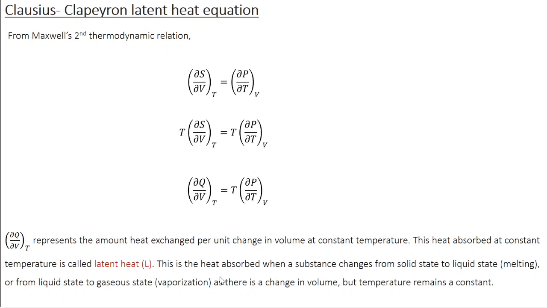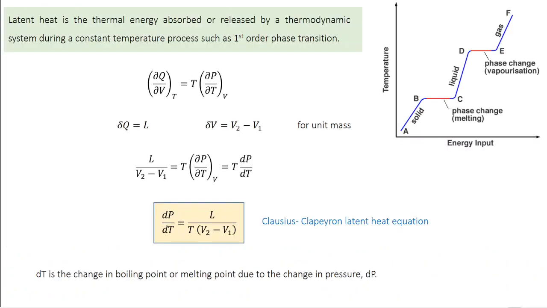So latent heat is the heat absorbed when a substance changes from a solid state to liquid state, or from liquid state to gaseous state. So basically, when there is a first order phase change like this, there is a change in volume, but the temperature remains a constant. I hope you remember the phase diagram.